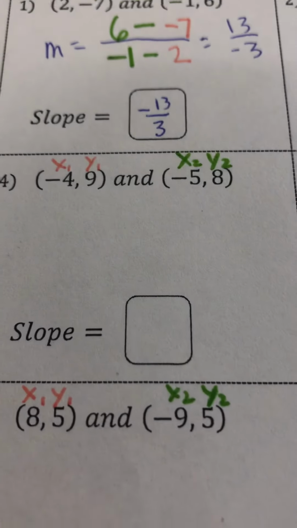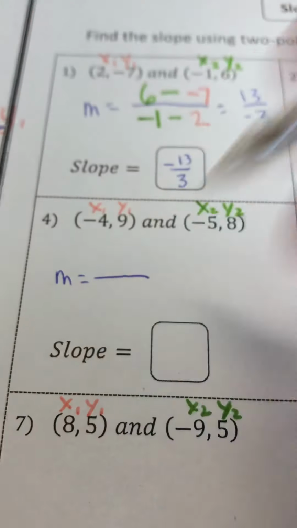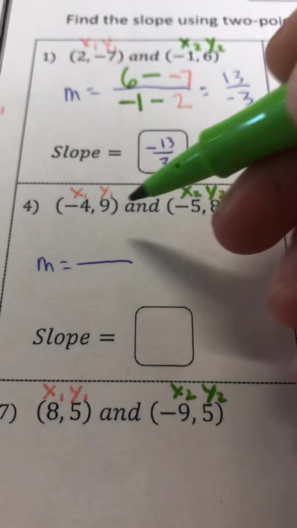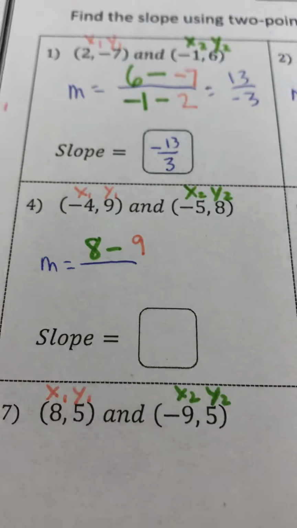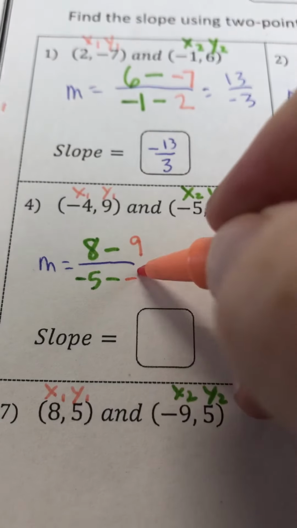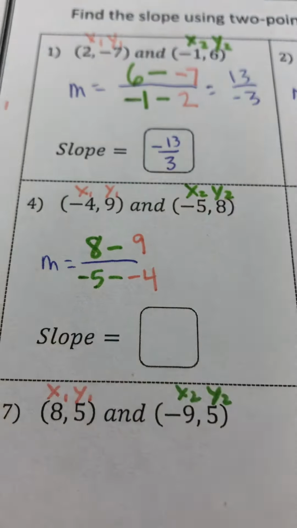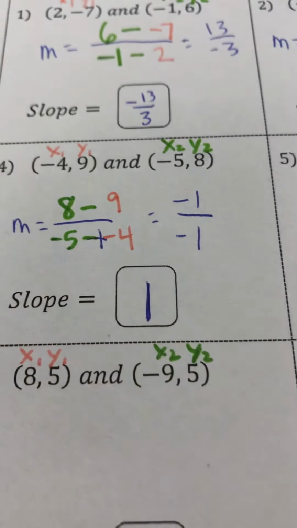Number 4. So we have our slope is, and we're going to do 8 minus 9, and then negative 5 minus negative 4. So I have a negative 1, a double negative becomes a positive, negative 1, and a negative 1 divided by negative 1 is a positive 1.